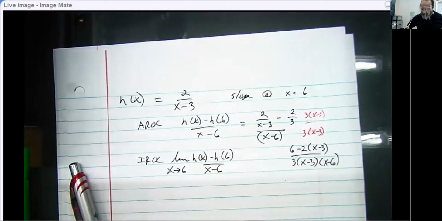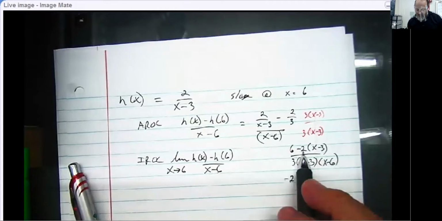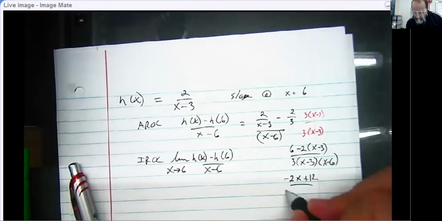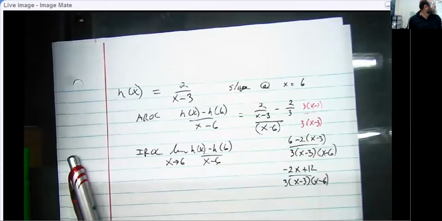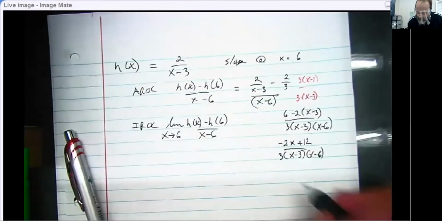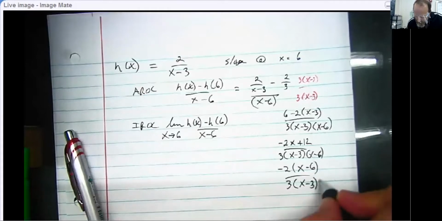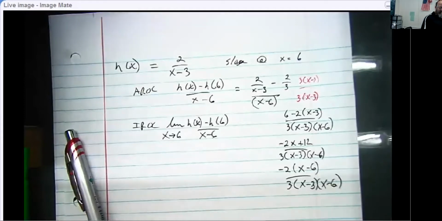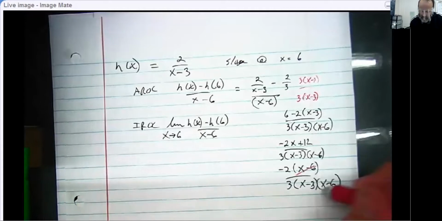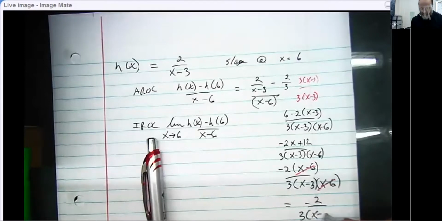Well, if I put it all together, looks to me like I got a negative 2x on top. I did not give myself enough room. I got a 6, but then I add 6 to that, so it's 12. Do you notice anything right now? It looks to me that if I factored a negative 2 out of this thing, I would have this thing right here. And what naturally happened that we wanted to have happen? The x minus 6 guys are gone. So my average rate of change is this thing right here.